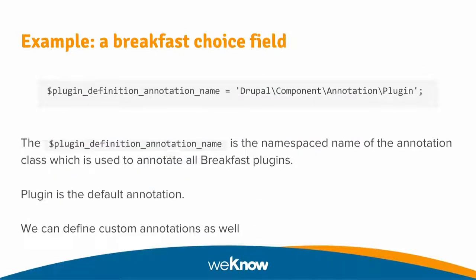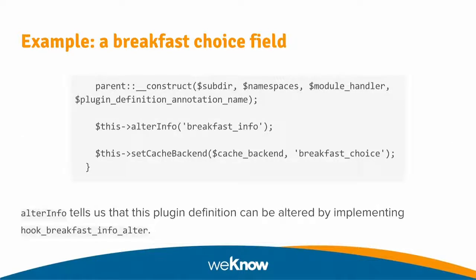Then I would give it an annotation name, right? So I go ahead and give it that. It is namespaced, so anything that's annotated by a breakfast plugin is going to be under that same namespace. Plugin is the default annotation. You can define custom annotations as well.